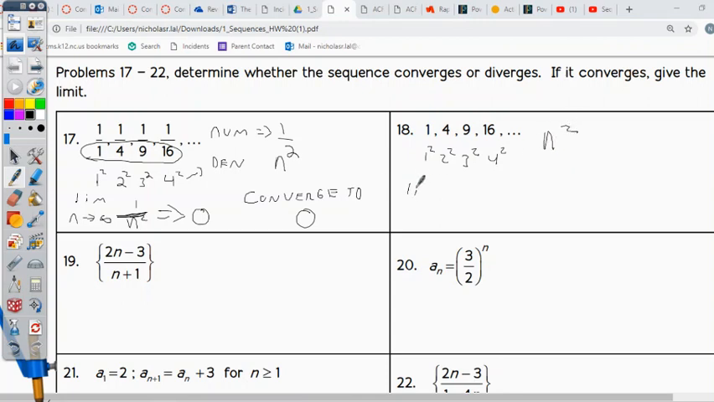So we need to find the limit as n approaches infinity of n squared. What's this limit going to approach? As n gets infinitely big, what does the limit approach? Infinity. So if you're approaching infinity, it diverges, because it's not converging to a specific number. If you need extra clarification, it diverges away from a specific number.